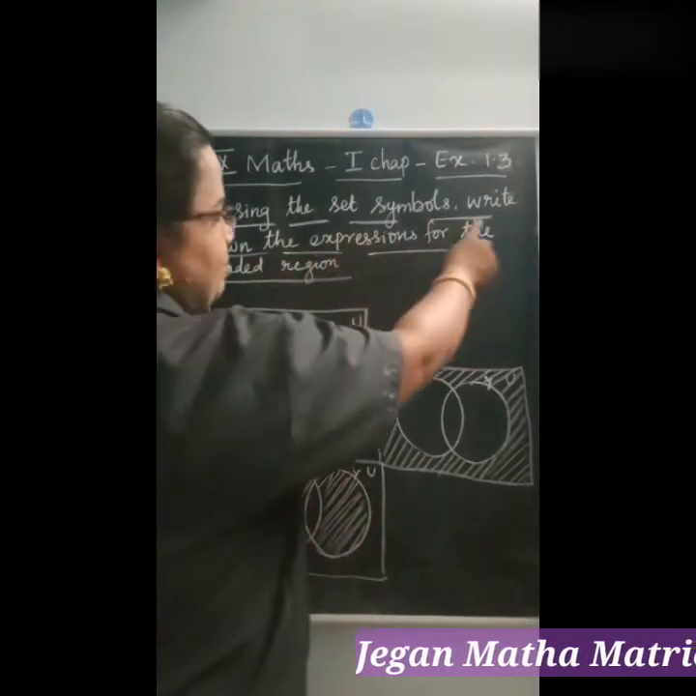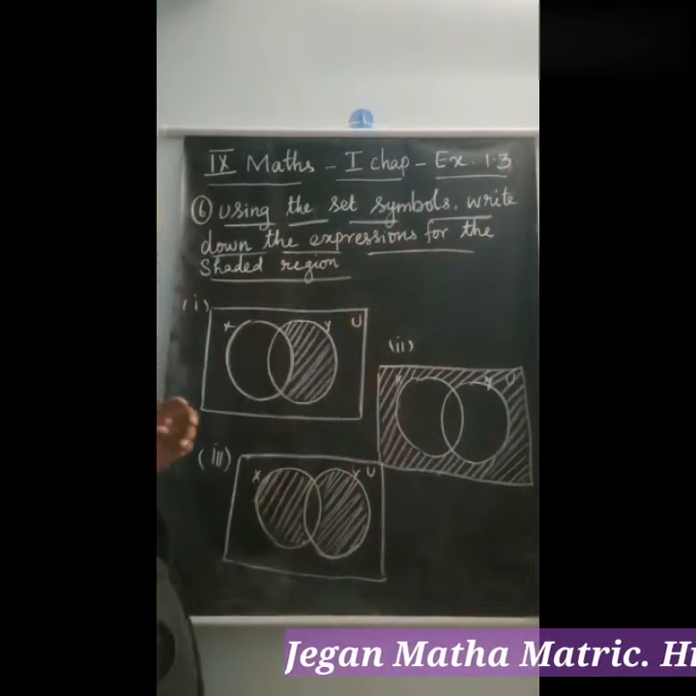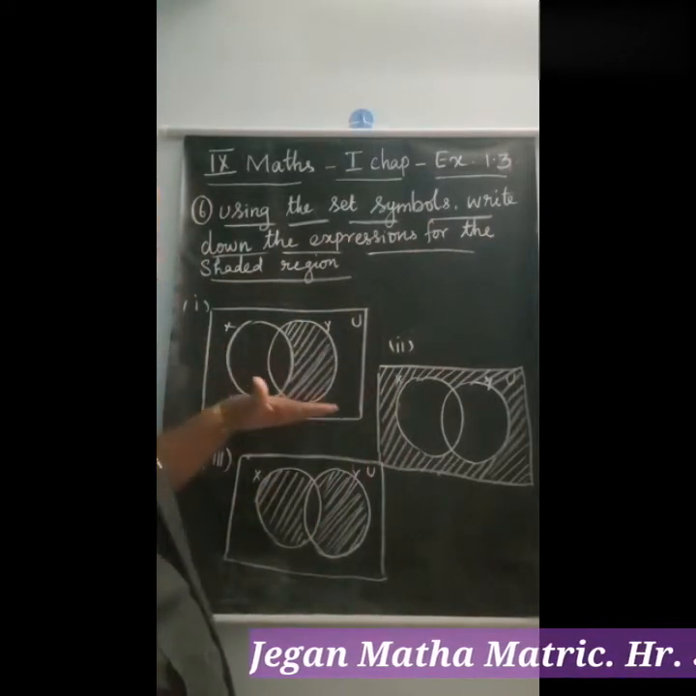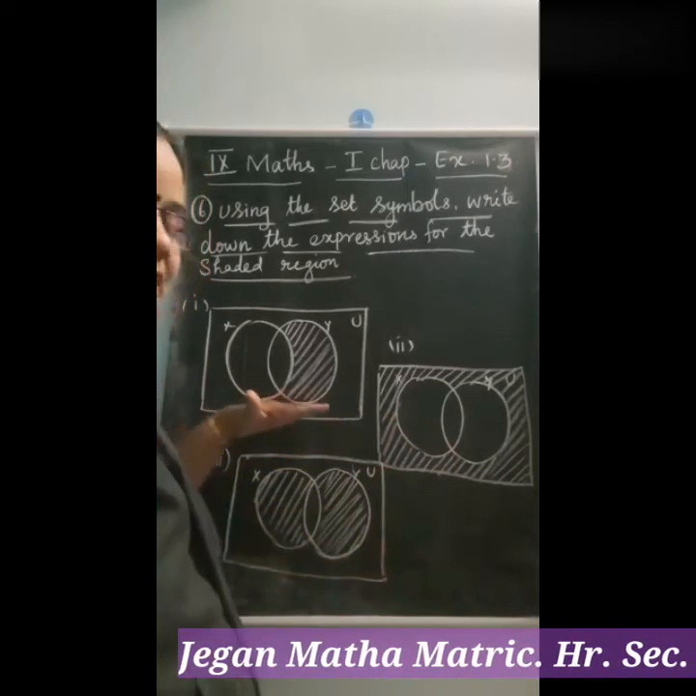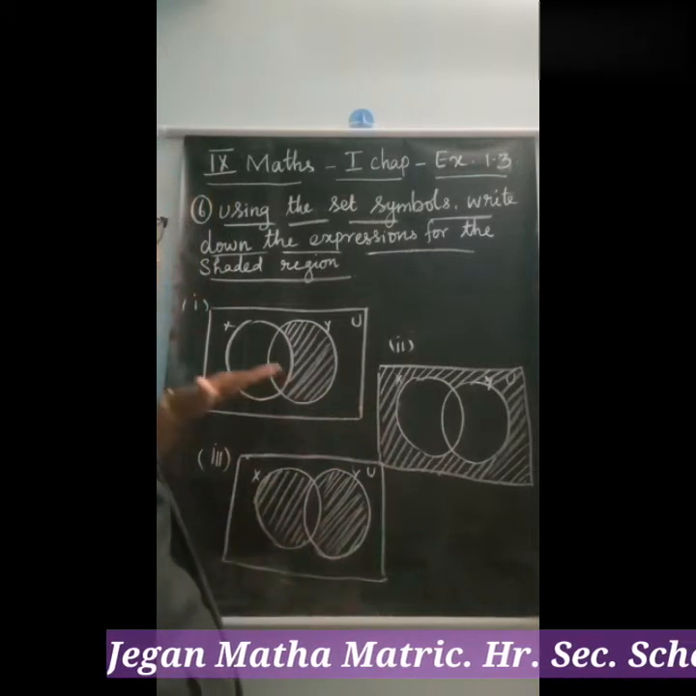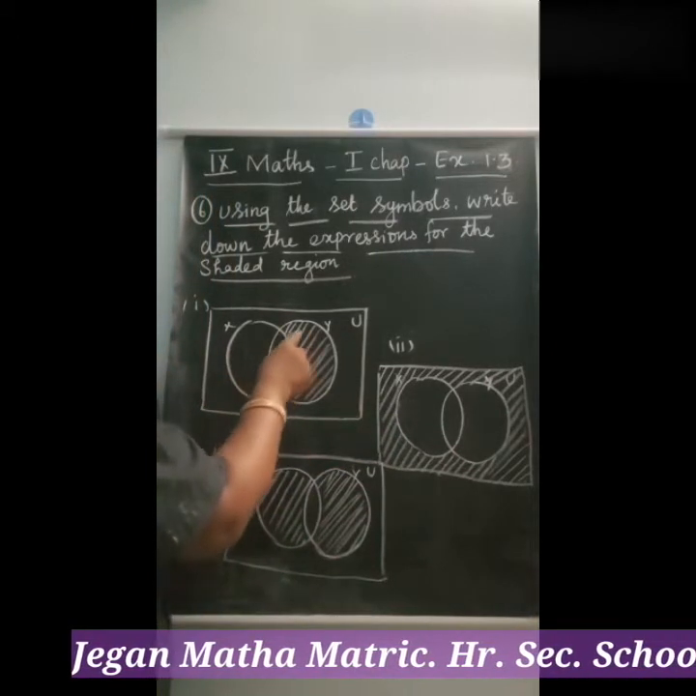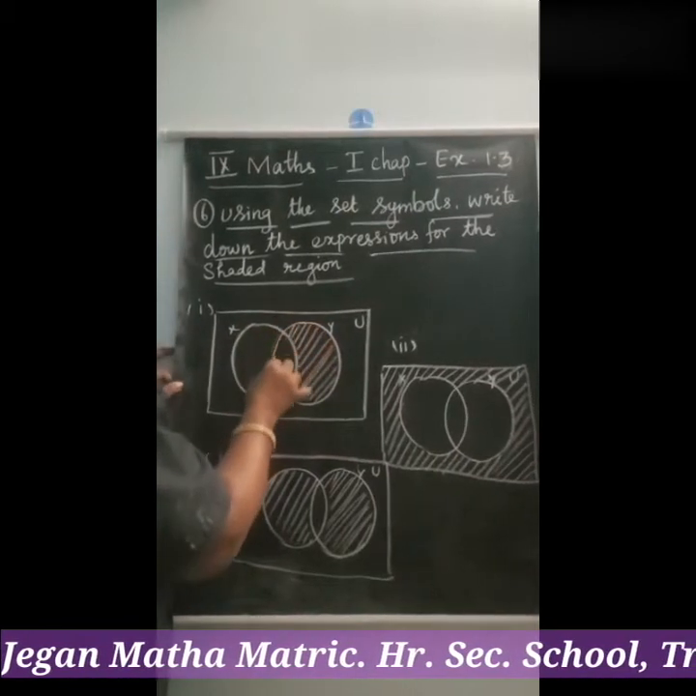Using the set symbols, write down the expressions for the shaded region. This Venn diagram is given in the question. We have to express what type of expression this is. First one is the y part. This is the x set and this is the y set.